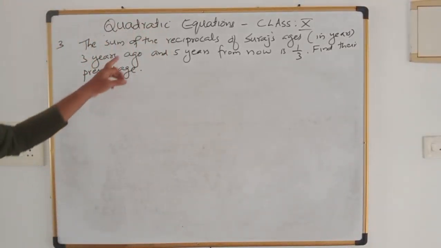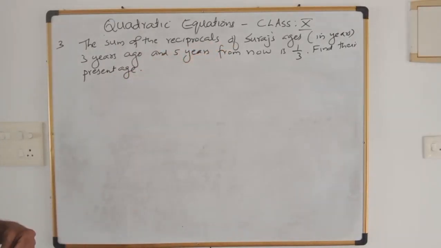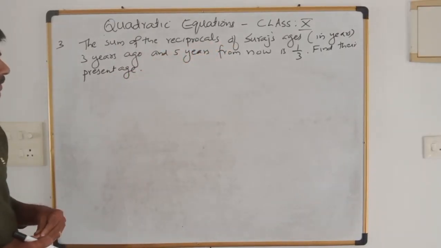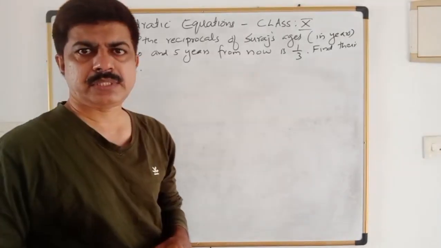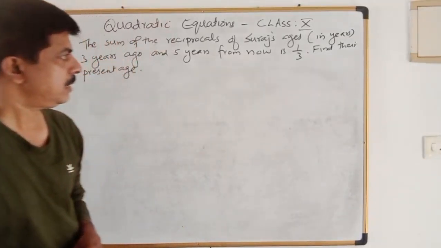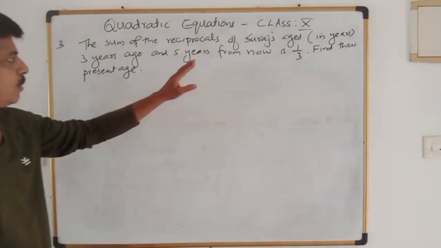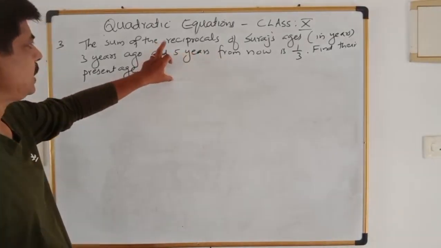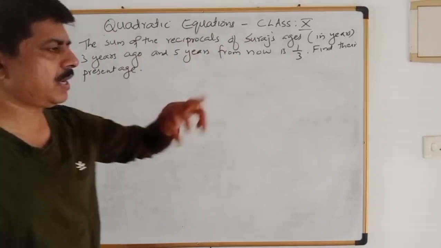A word problem. The sum of the reciprocals of Suraj's ages in years, 3 years ago and 5 years from now, is 1 by 3. Find the present age. Okay, a question related to age. We want to find out the present age of Suraj. According to the question, we are given the sum of the reciprocals of Suraj's age 3 years ago and 5 years from now.